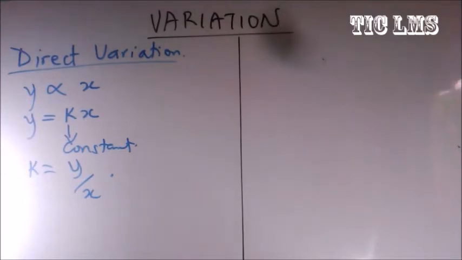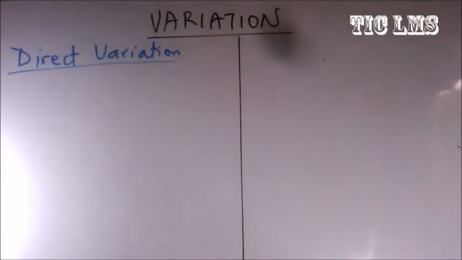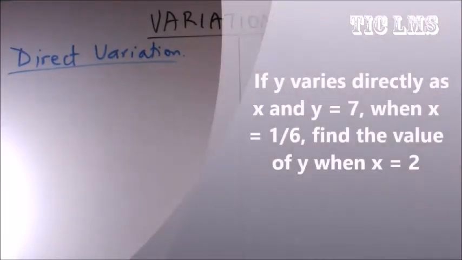So we shall look at some questions in this line. Question 1. If y varies directly as x and y equal to 7 when x equal to 1 over 6, find the value of y when x equal to 2.